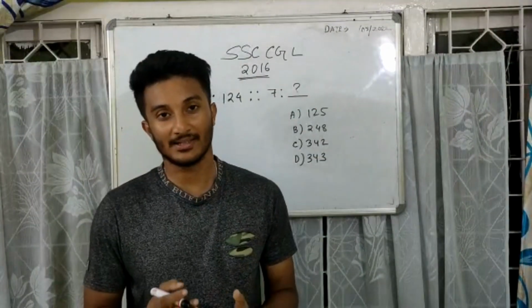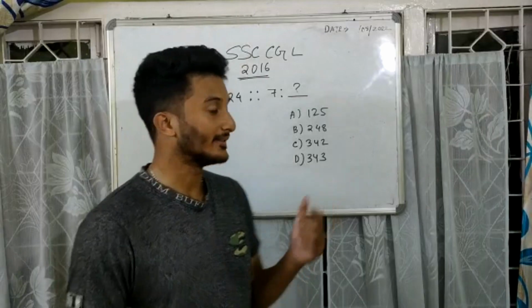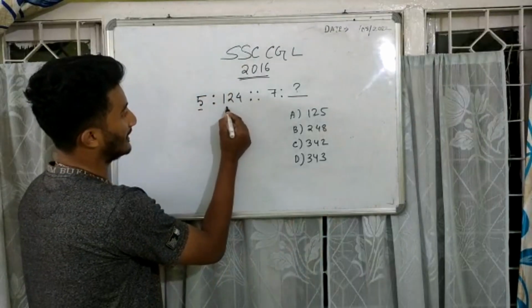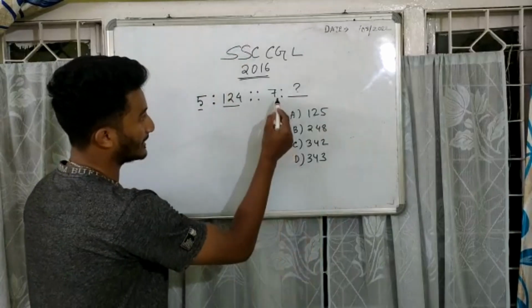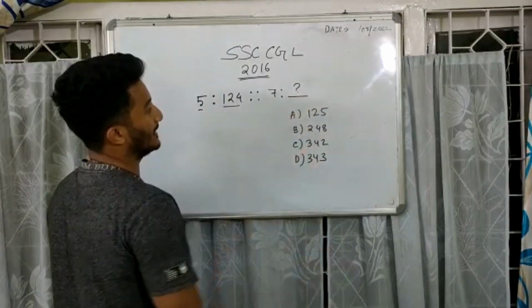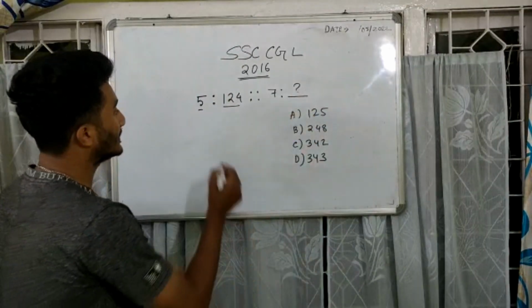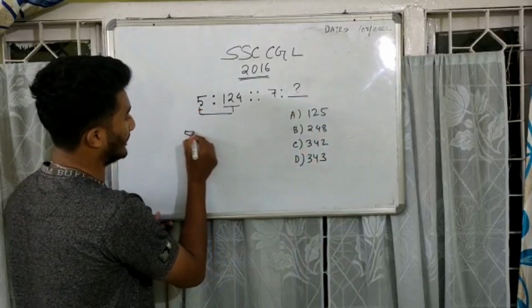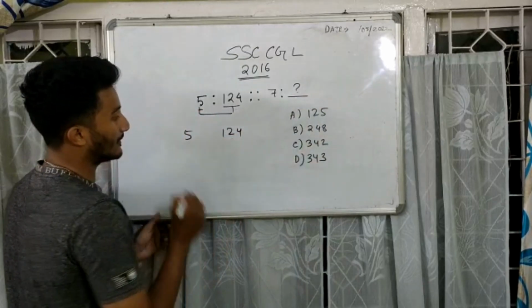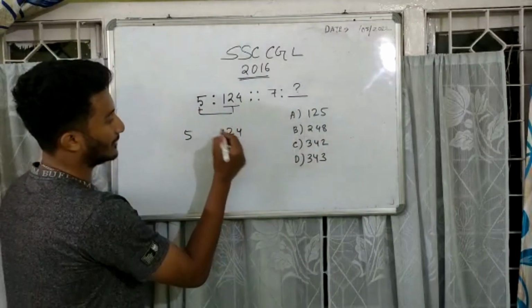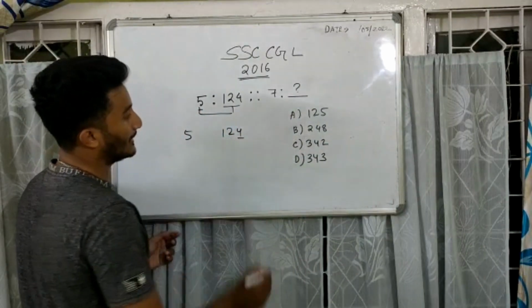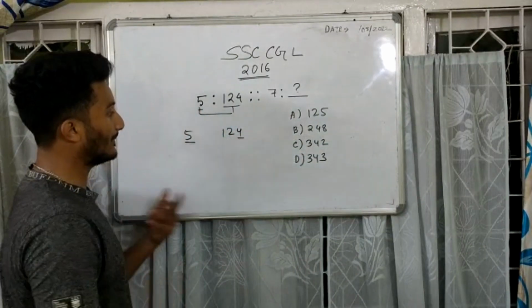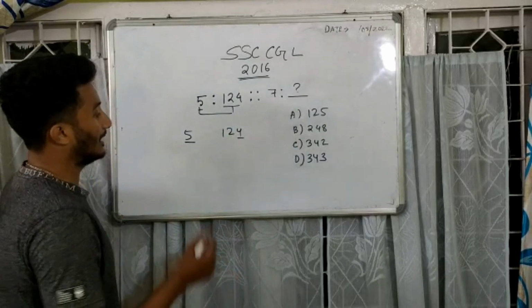Another question from SSC CGL 2016 is, here it is 5, here it is 124. And again in the same sequence we have to find the missing number here. As usual we will be taking the first two numbers, 5 and 124. So how can we make 124 from 5? We know that in 124, 4 is an even number and 5 is an odd number. So how can we make it 124?